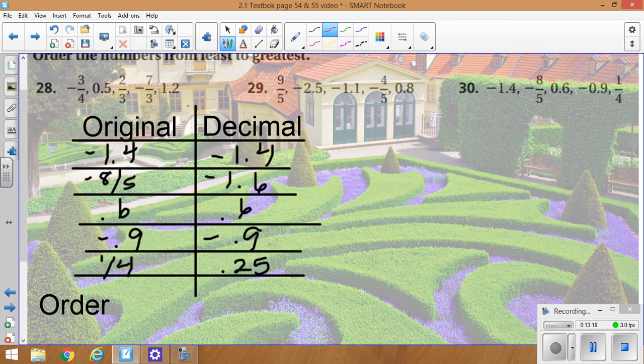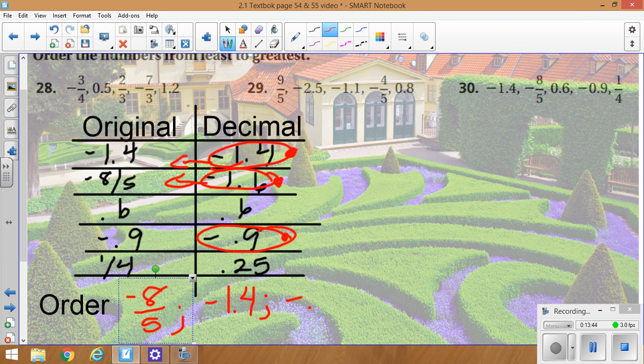Alright, now I'm going to target my negatives, 1, 2, and 3. So the number furthest away from 0 is the smallest. So we're going to start with negative 1.6. So negative 8 over 5. Then we have negative 1.4. Okay, and finally we have negative 0.9. Okay, then when we take a look at these last two numbers here, 0.6 is the same as 60 cents, and 0.25 is the same as 25 cents.